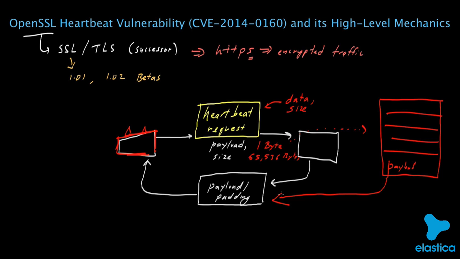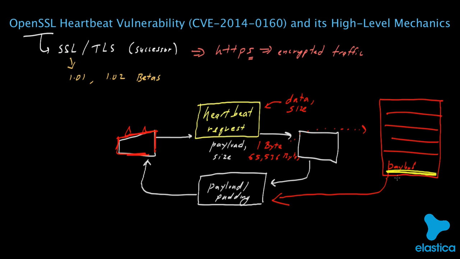So now let's see what happens if the attacker only provides a 1 byte payload, but says that the size is 65,536 bytes. In this case, OpenSSL will locate the starting location where it stored the payload in its memory, and then it's going to copy the next 65,536 bytes as part of the response.